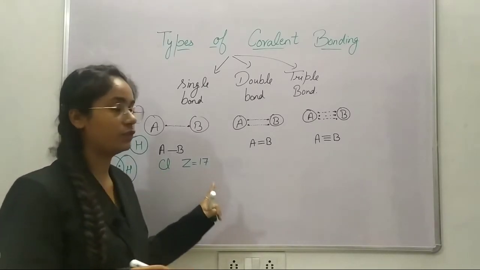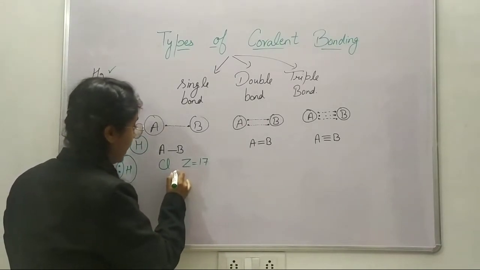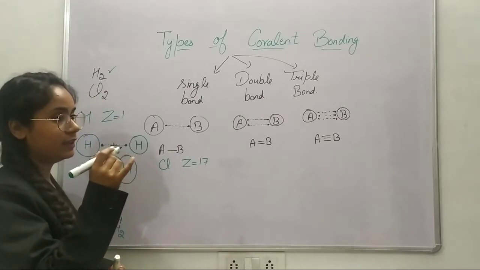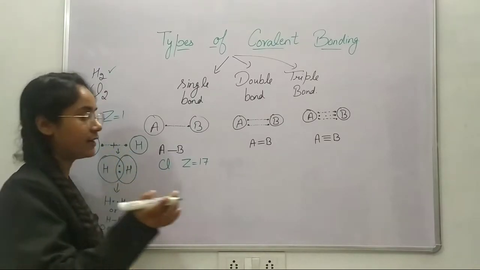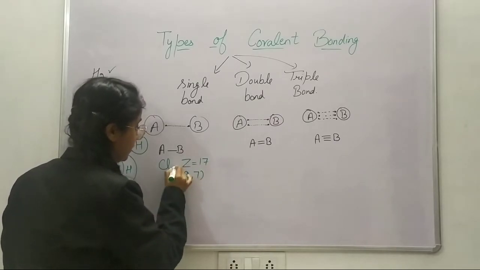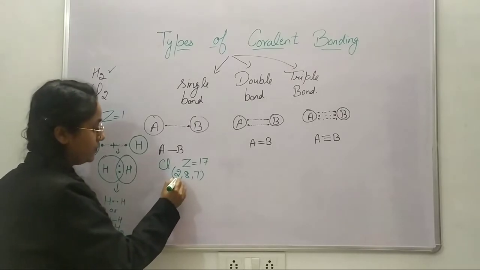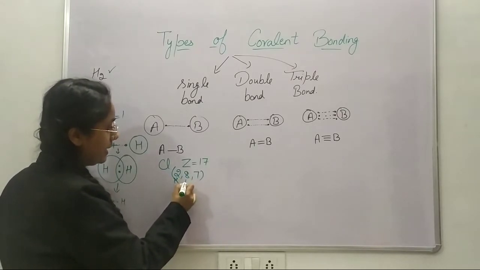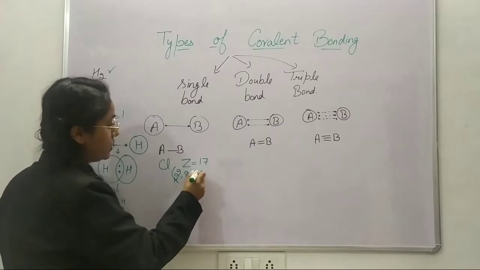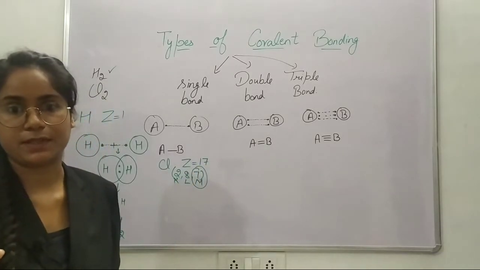Now let's get back to the case of chlorine. In case of chlorine, we have atomic number 17, that means 17 electrons are present, and we will arrange them as 2, 8, 7. Now 2 is in the innermost shell, K shell. The next shell is L, and the next one is M. So the outermost shell is M shell, and in the M shell 7 electrons are present.